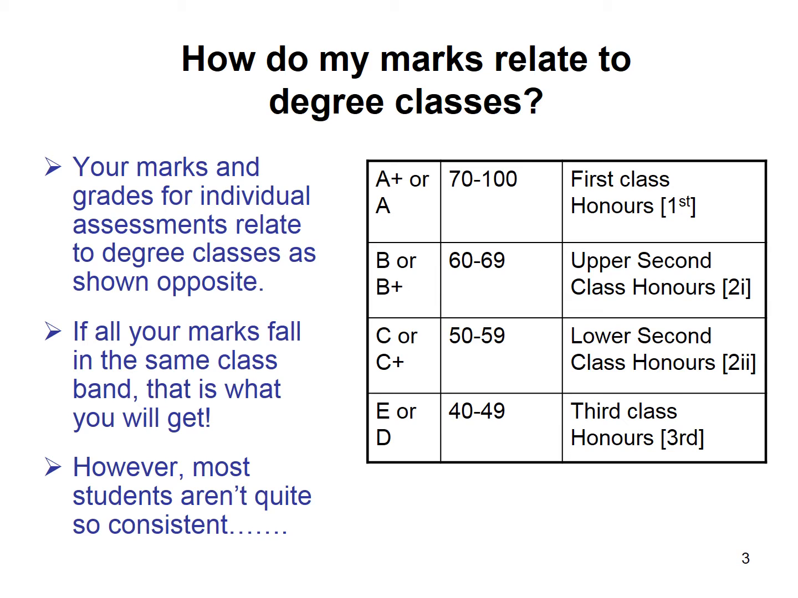If you're really consistent and all your marks are in one of those categories, then that's the degree you'll get. If all your marks are between 70 and 100, you will get the first class honours. However, most students aren't quite so consistent, and so the rest of this presentation explains how we will proceed.